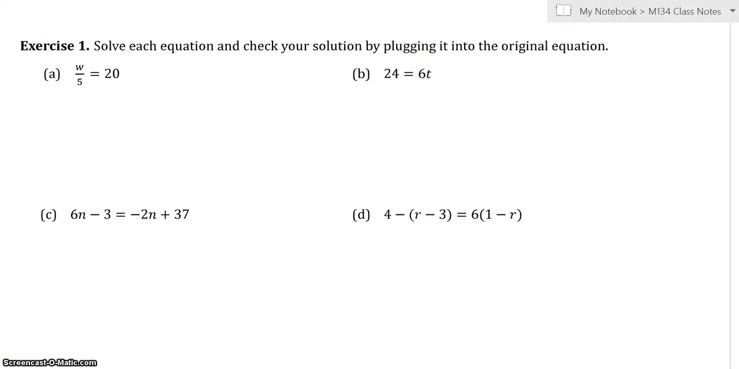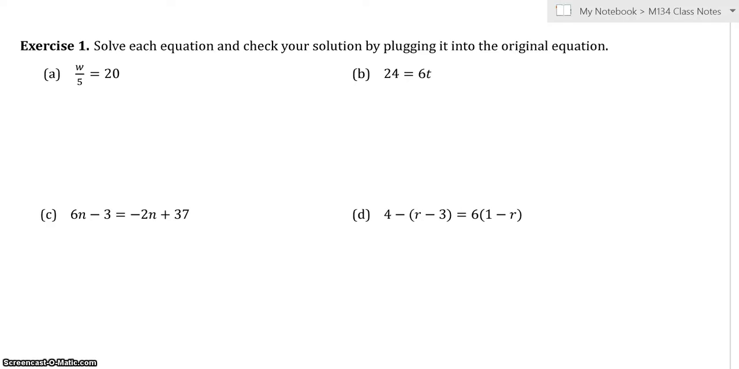Exercise 1. Solve each equation and check your solution by plugging it into the original. Try as much as you can and resume when you get stuck. You ready for the answers?